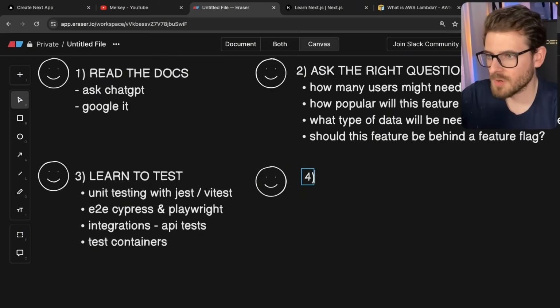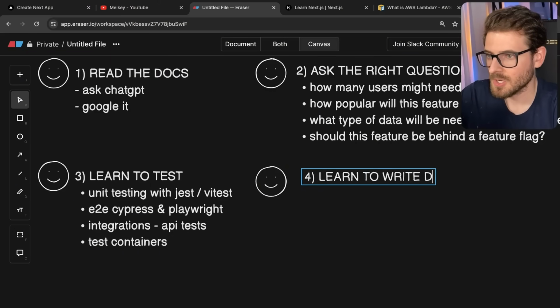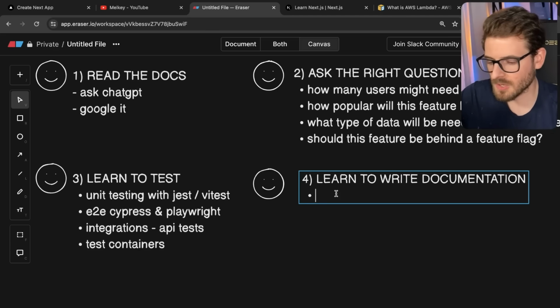All right, let's talk about a fourth one that I think is super important, and that is learn to write documentation. Now, I think a lot of people, when they're learning to code, try to just focus on code. And a lot of people, that's all they care about. But honestly, the better you get at writing documentation, I think the more valuable you are as a developer, right? Documentation is the key way that you can collaborate and communicate with other people on your team.